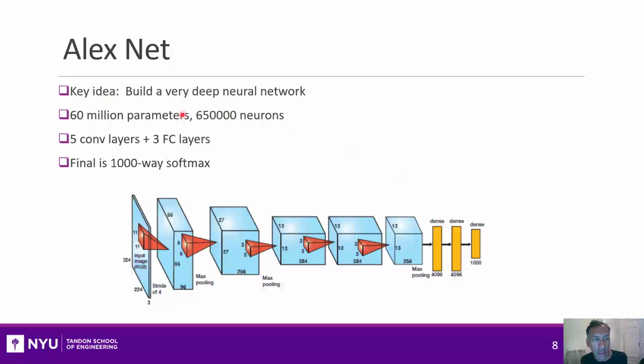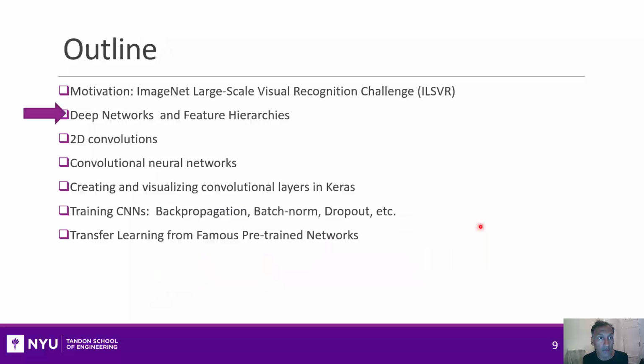The number of parameters in this network is vastly more than any other network that had been previously done, with about 60 million parameters. Because it's a classification problem, the final layer is a 1,000-way softmax, because you have 1,000 classes. This idea had never really been attempted before.